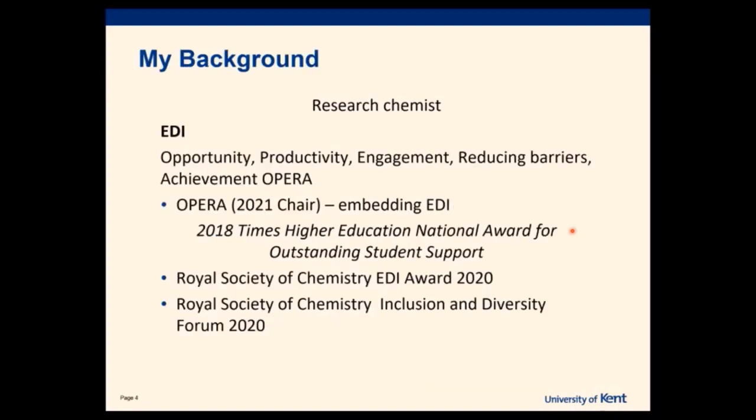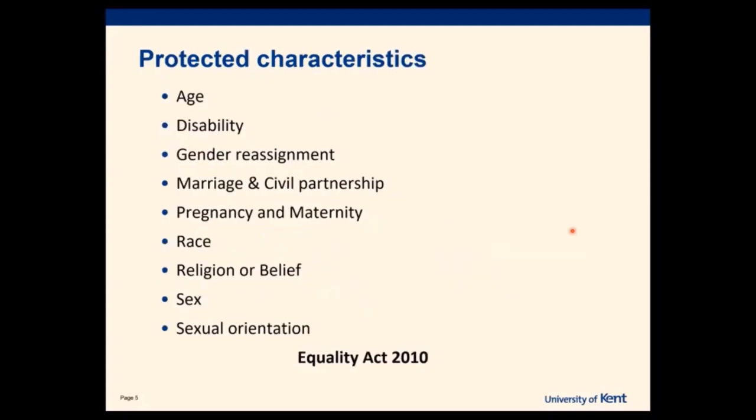So my background is that I'm an academic, I'm a research chemist, and I've been involved in EDI activities for a number of years. And at Kent we have the OPERA team, which is designed to reduce barriers to accessibility. And this is what Ben and my colleagues are working towards. A disability is one of the protected characteristics defined under the Equality Act, and it would be really nice to go through all the other protected characteristics, but we're going to focus on disability.